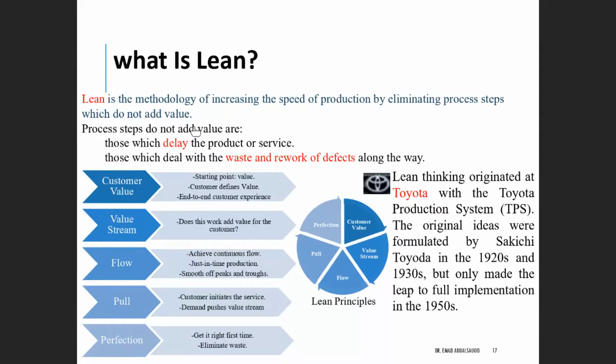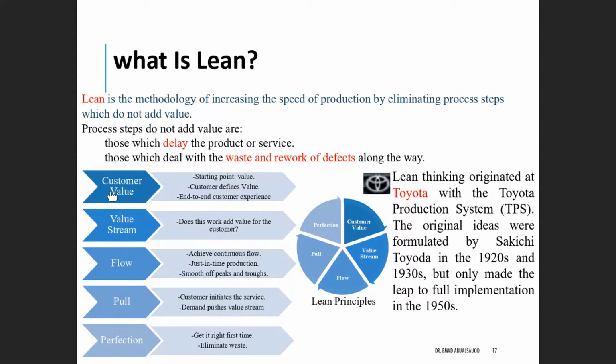So imagine when they work together, you reduce waste and defects in your process. At the same time, you reduce variability in your process. Therefore, the integration between Lean and Six Sigma became very common and widely used. The five principles of Lean are listed here, starting from customer value, then value stream, flow, pull, perfection.